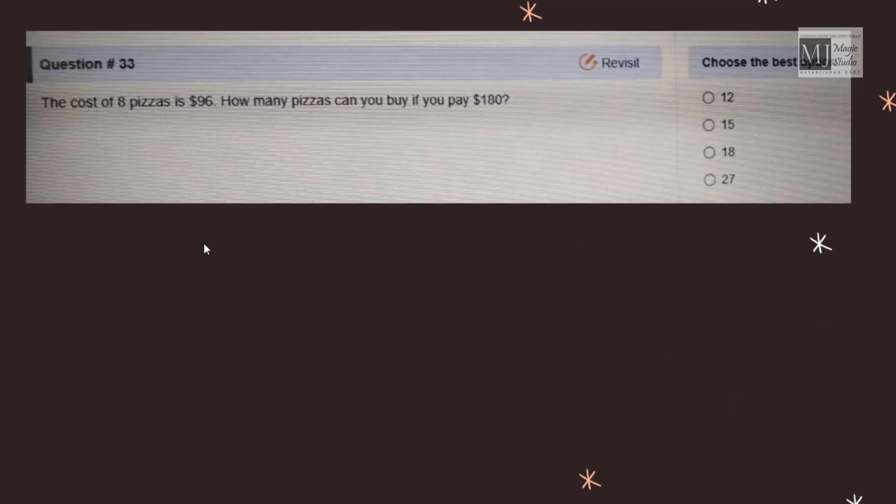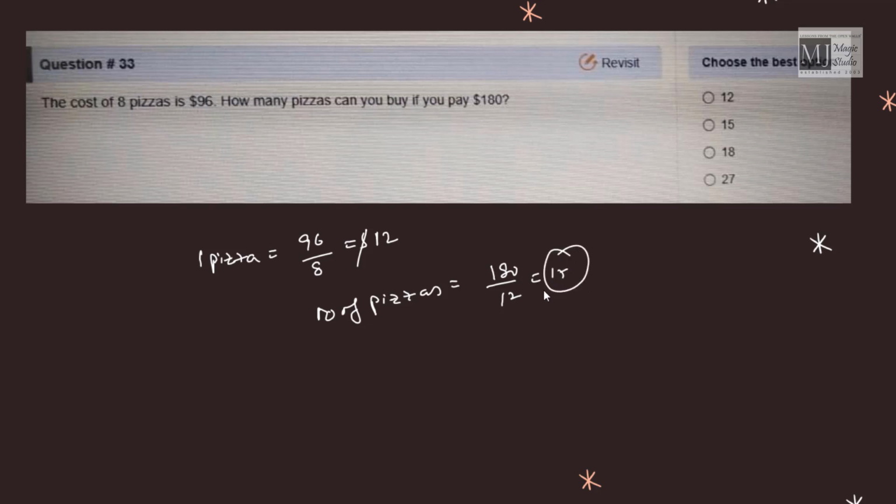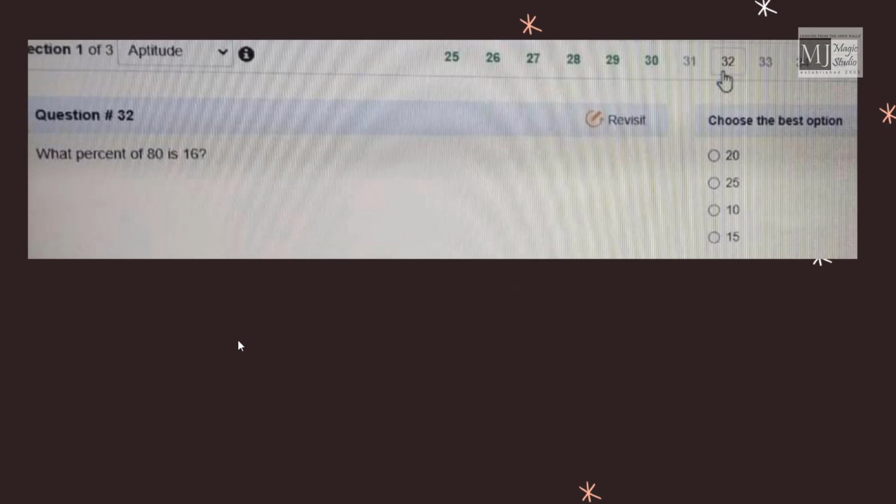The cost of 8 pizzas is $96. So cost of 1 should be 96 by 8. That is $12. How many pizzas can you buy if you pay $180? Number of pizzas which we can buy are 180 by 12. That is 15. Option B fits in. What percent of 80 is 16? Just 16 by 80 is 1 by 5. That is 20% is what is asked.